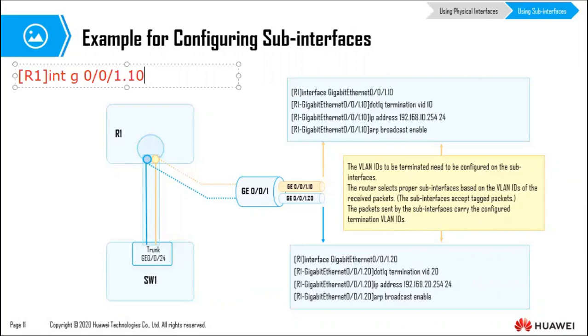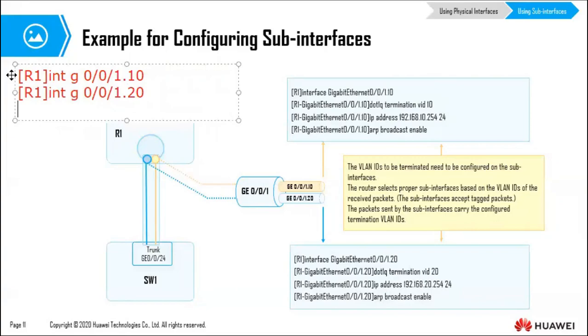Now, for easy memorization, it is recommended that the sub-interface number be the same as the VLAN that it supports. So if you're creating a sub-interface for VLAN 10, then just let the sub-interface number be .10. Are we together? If you're creating one for VLAN 20, then let the sub-interface number be .20. So again, in R1, you can do int G0/0/1.20. So that's how you create sub-interfaces.